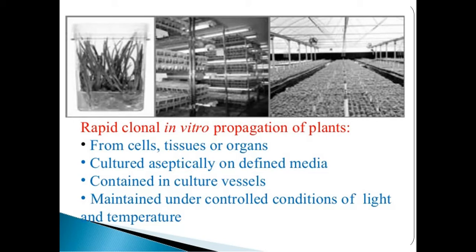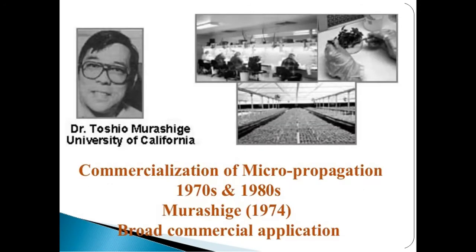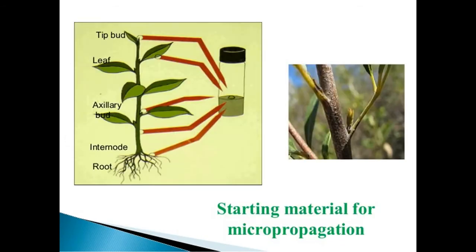Students, here one thing is that light, temperature and moisture, these are the main 3 points that we should maintain for any type of growth, for any type of plant species. Here Dr. Toshio Murashige is the first one who gave the commercialization of micropropagation. He gave the broad application of this micropropagation in 1974.